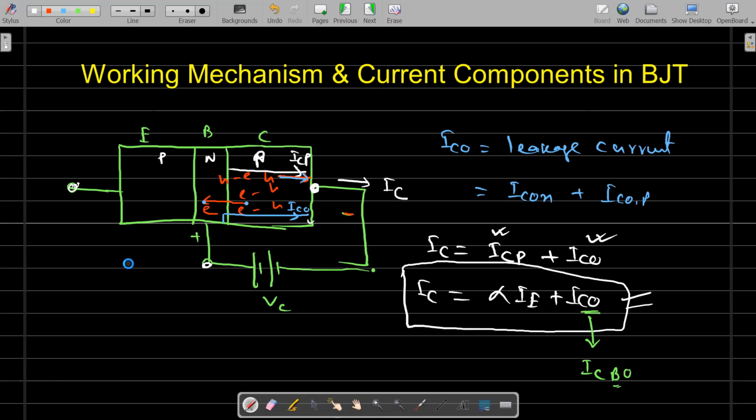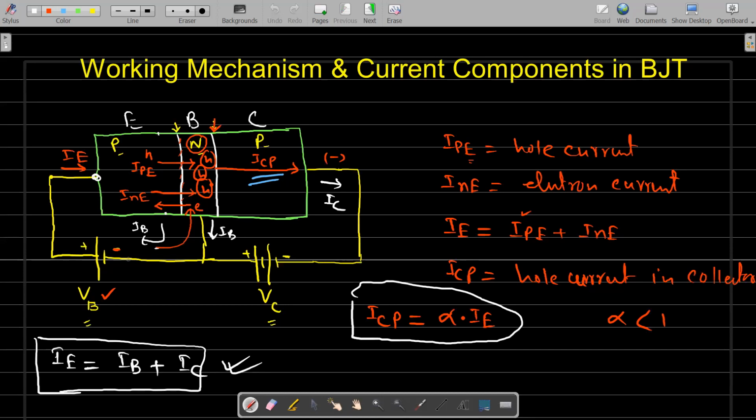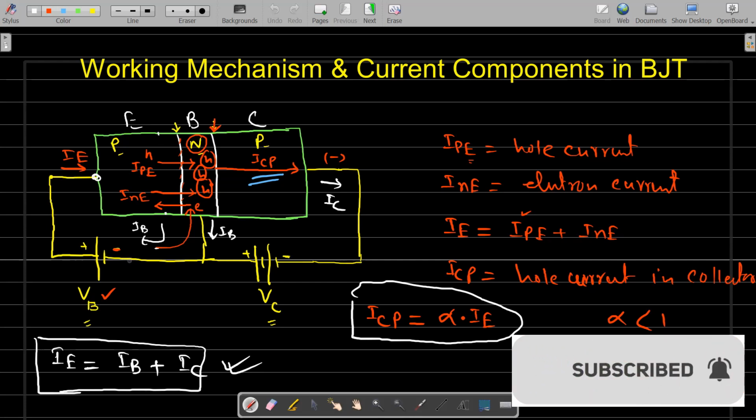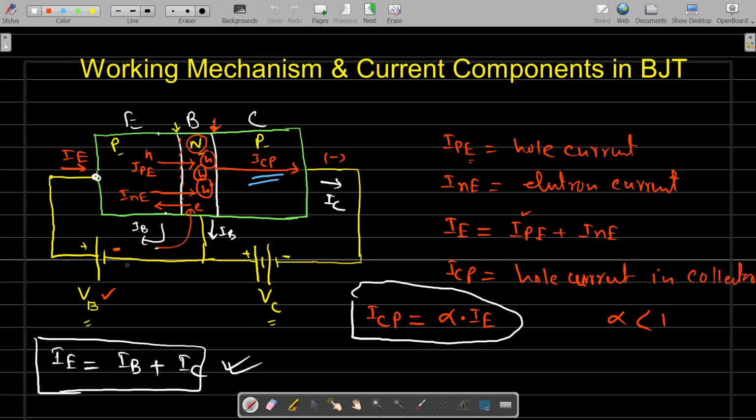So this is all about the working mechanism and current components of the BJT and their relation. So thank you. In the next class, we shall discuss the characteristics of BJT in different modes, that is input characteristics and output characteristics for common emitter and common base mode.